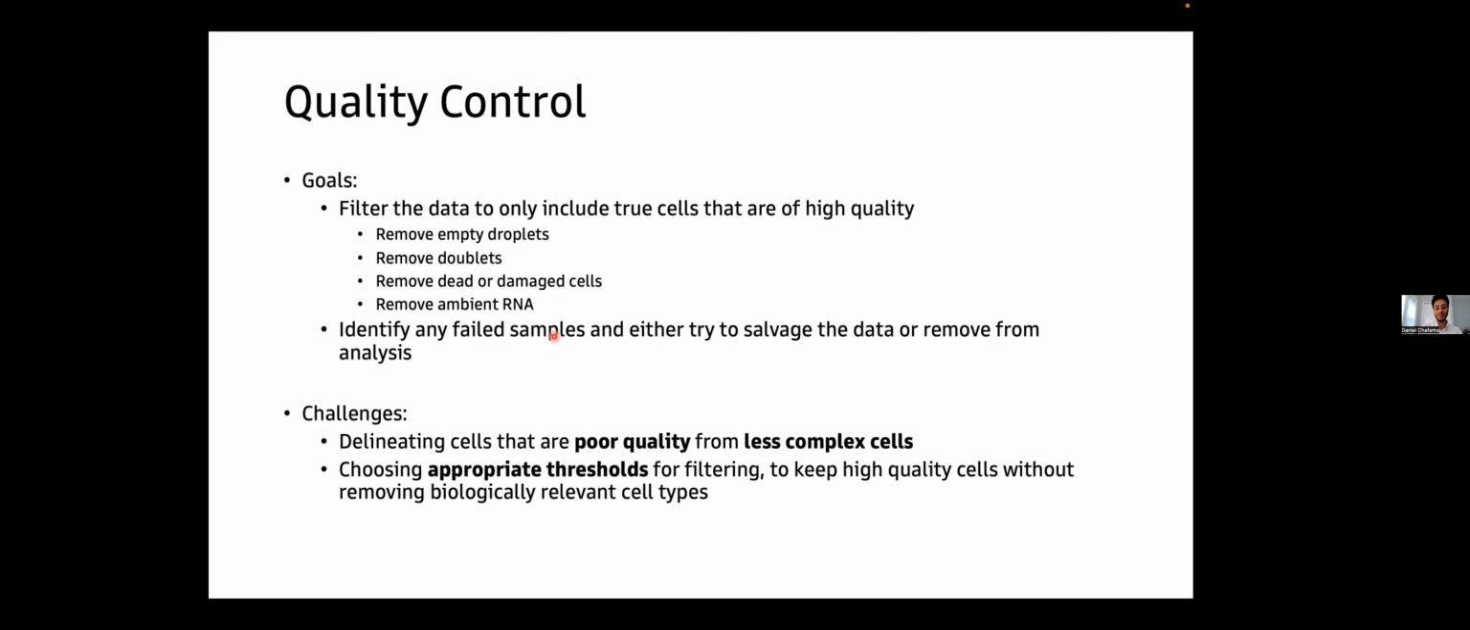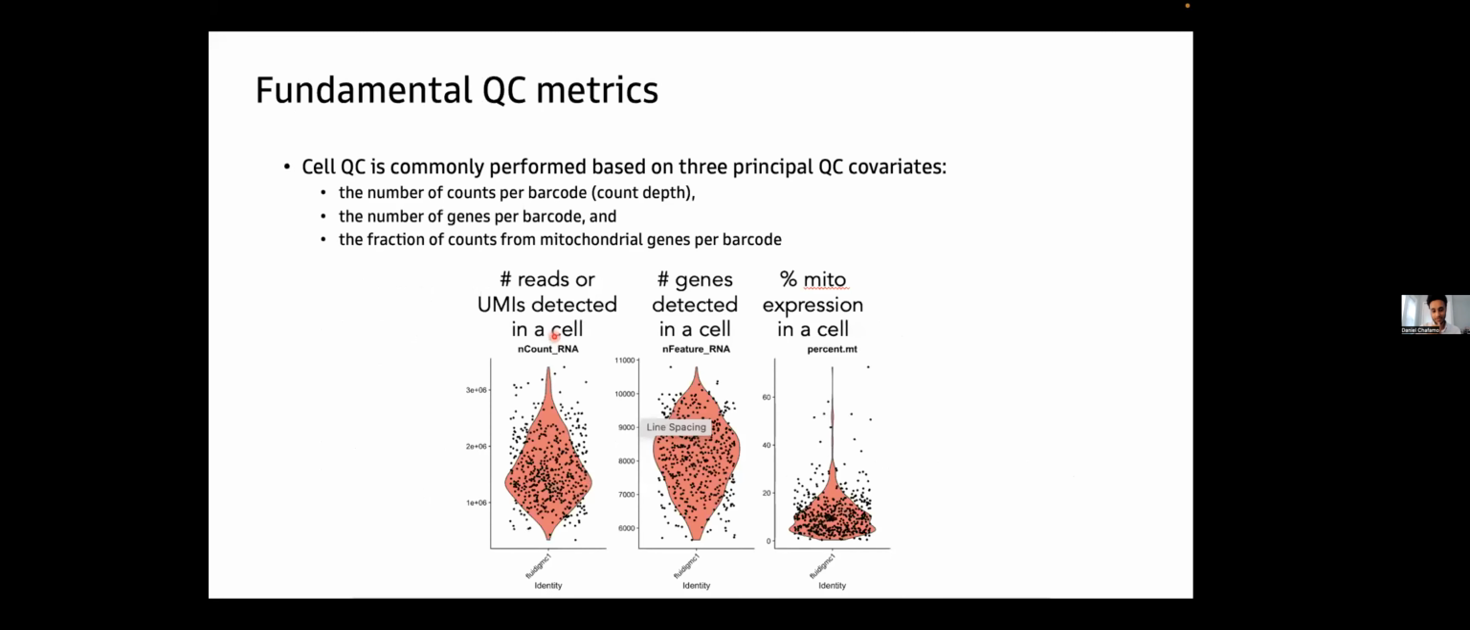So we're going to see different filtering metrics, but then it's hard to know where to set the threshold so that you don't exclude less complex cells as poor quality cells. So we're going to look at some of the approaches that we're going to take.